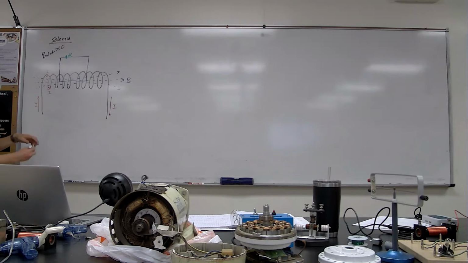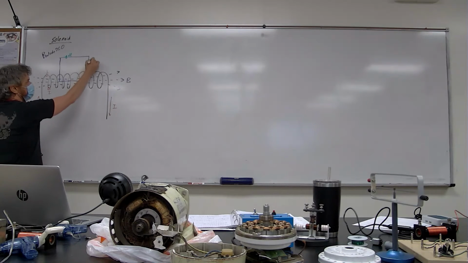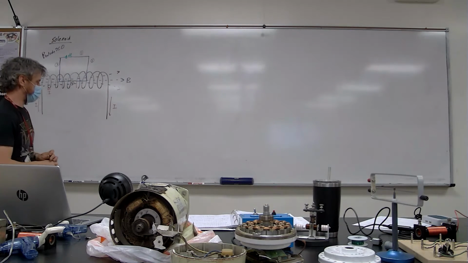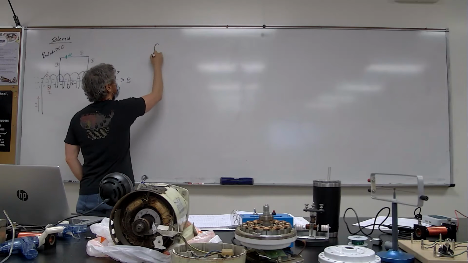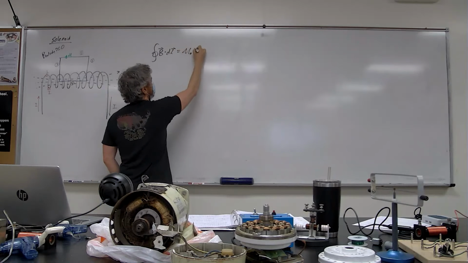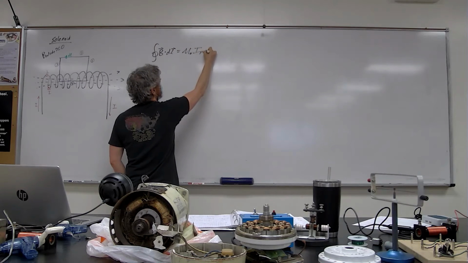All right, and now I have 4 lines that I have to really deal with. 4 lines on my Amperian loop, and I'm going to label them 1, 2, 3, and 4. And I know that Ampere's law states that the closed loop integral of all those B dot dl's for all 4 of those has to equal mu naught times the current penetrating that Amperian loop.